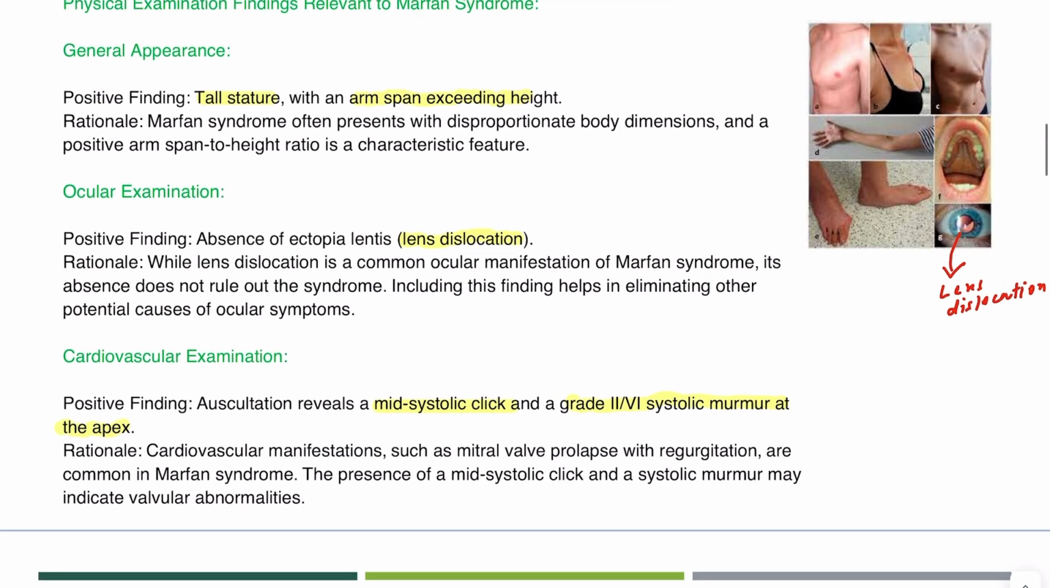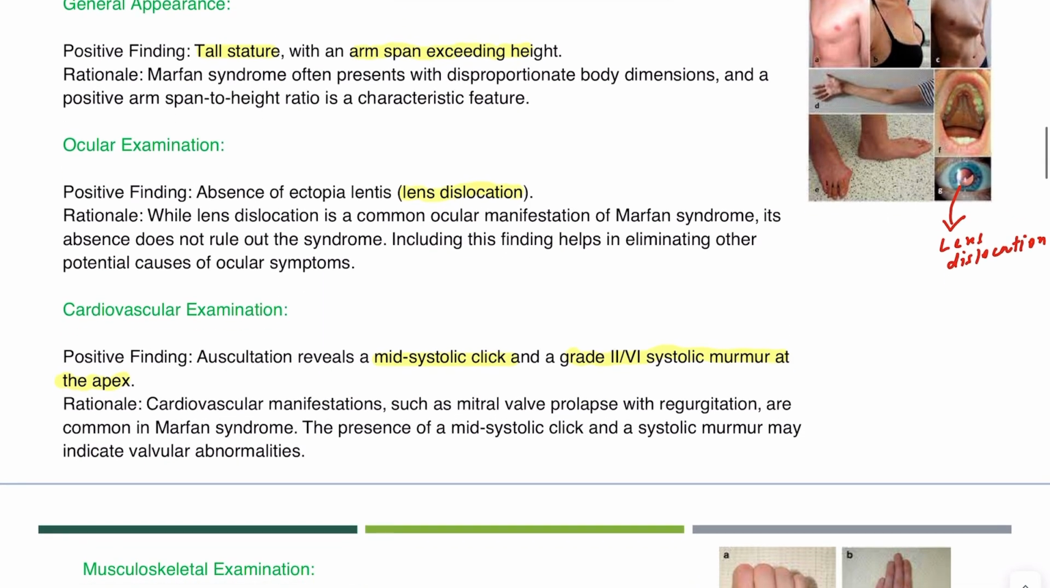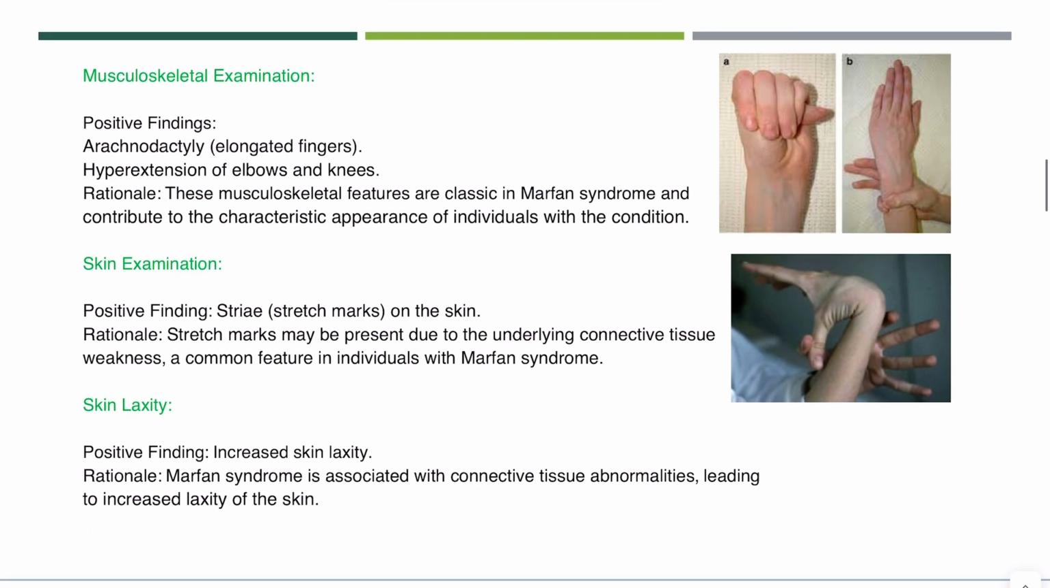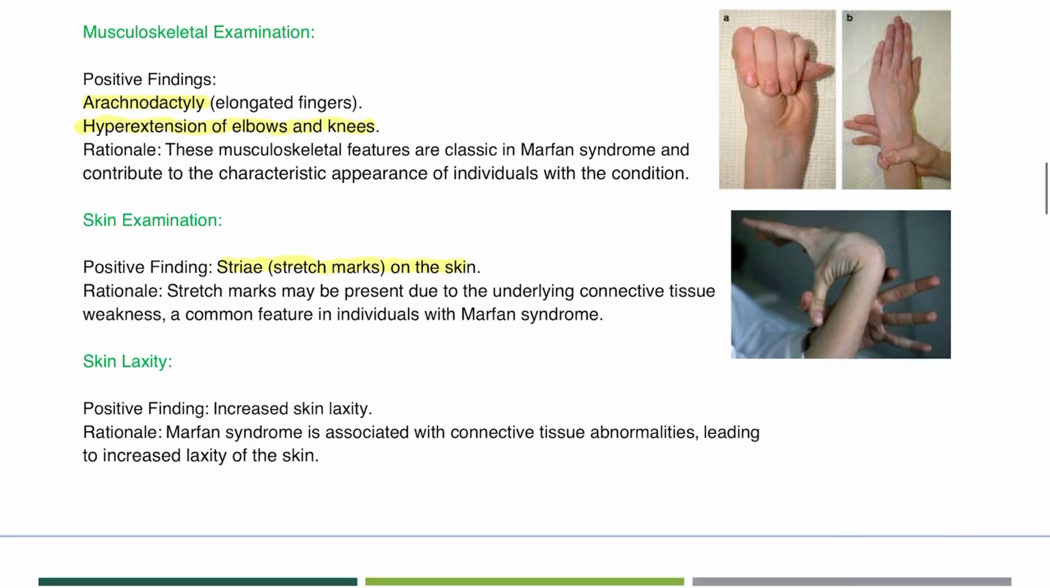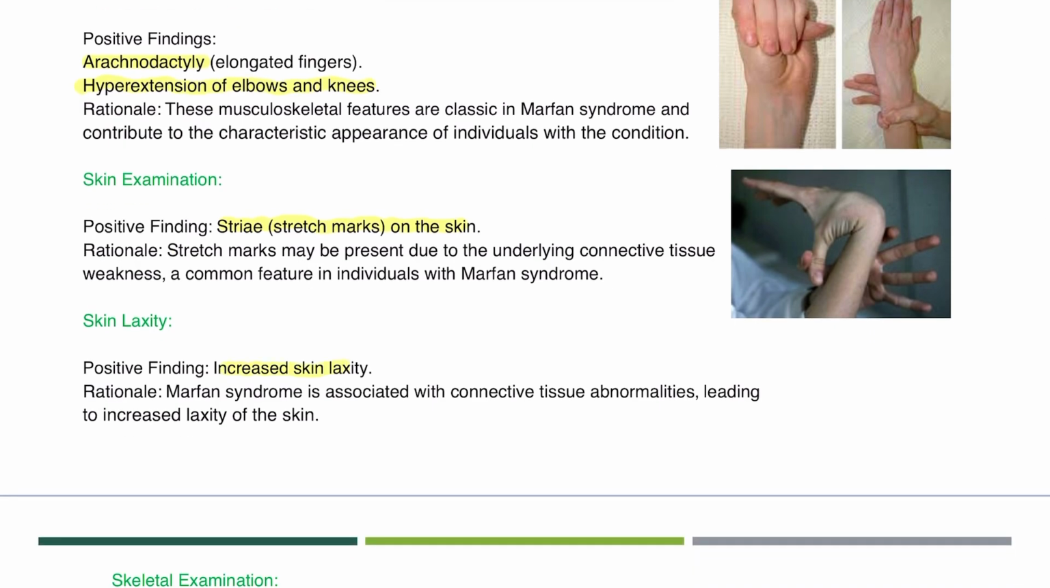While you are doing your physical examination for Marfan's, try to get all the positive findings which are present in the patient. This will help you in the end to present your findings smoothly. In the musculoskeletal system, obviously you want to look for any arachnodactyly, which is elongated fingers. You want to look for any hyperextension of elbows and knees. And on the skin examination, we want to look for any striae or stretch marks on the skin, and skin laxity. There will be increased laxity.